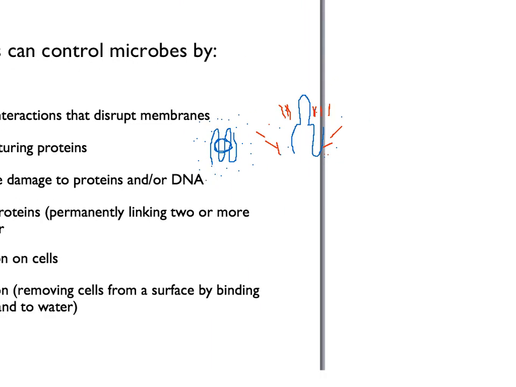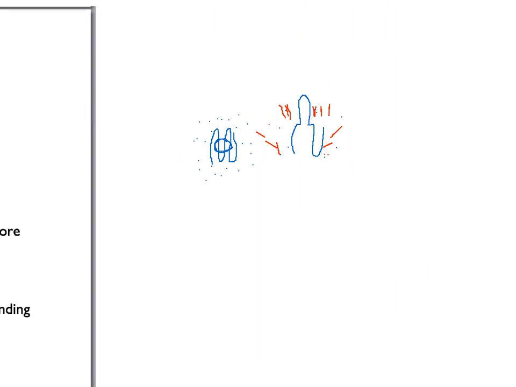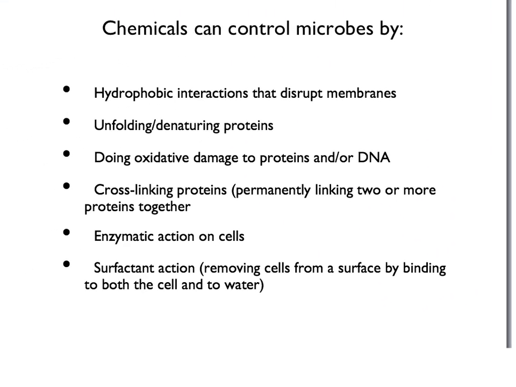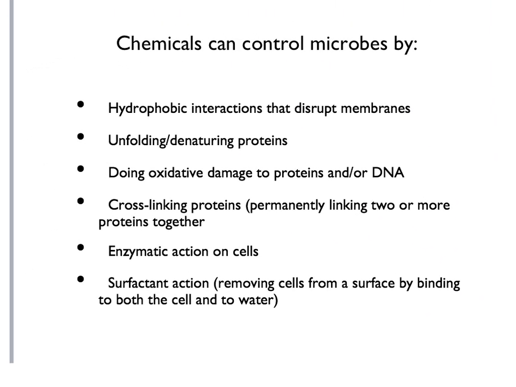So, let's get rid of this here. Right, and move this back over. So that's how unfolding and denaturing proteins works. Doing oxidative damage to protein or DNA, this is just breaking bonds, basically. You're tearing the proteins apart, you're tearing the DNA apart. This tends to kill the cells.